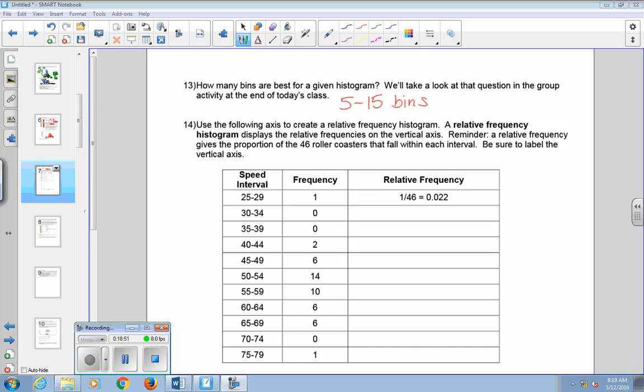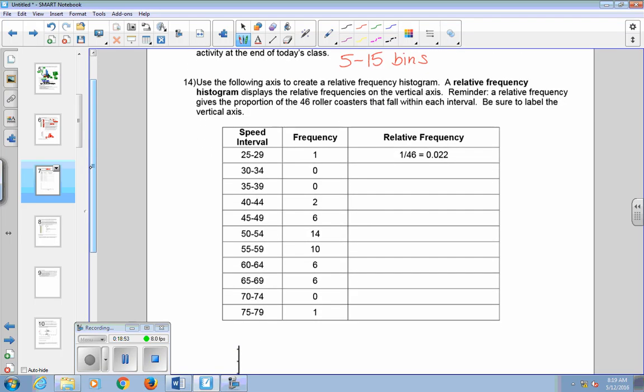Okay, so number 14, we're going to use the following axes to create another histogram. This time it's going to be a relative frequency histogram. A relative frequency histogram displays the relative frequencies on the vertical axis. Reminder, relative frequency gives the proportion of the 46 roller coasters that fall within each interval. So be sure to label the vertical axis.